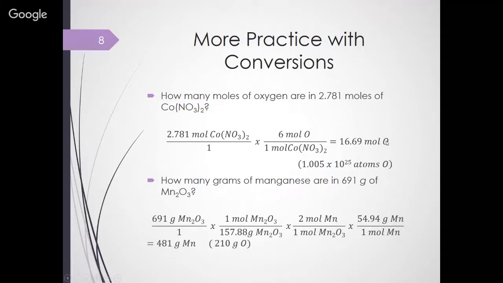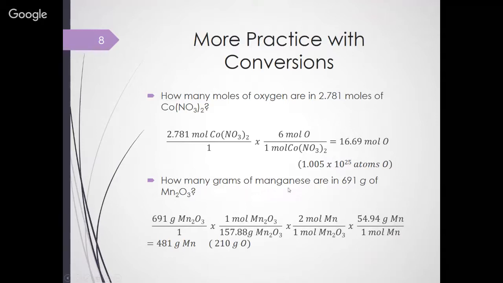If I were to take this calculation one step further, and I wanted to know how many atoms of oxygen were present in this amount of moles, I would simply take this number and multiply by Avogadro's number to give me 1.005 times 10 to the 25th atoms. So what this says is, if I have 2.781 moles of cobalt-2 nitrate, I have 1.005 times 10 to the 25th atoms of oxygen.